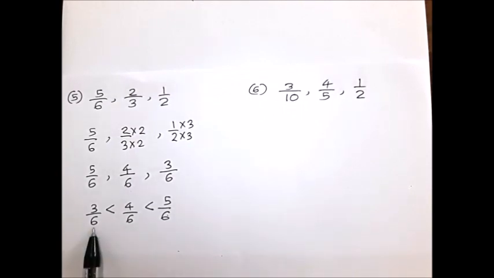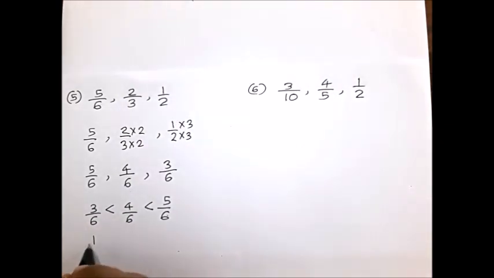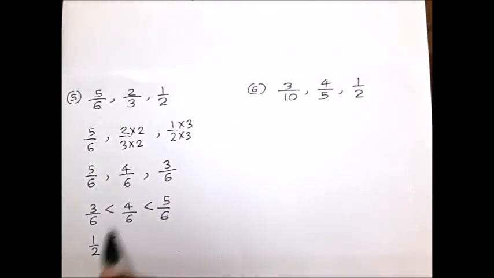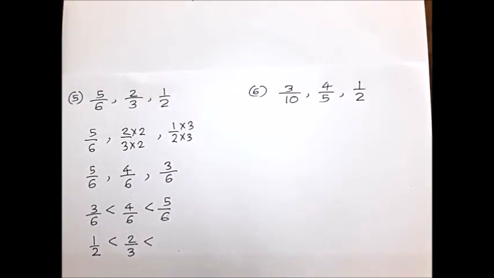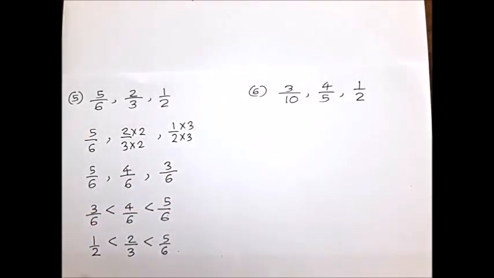Now we have to replace these with the original fractions. 3 over 6. Here 3 over 6. And the original fraction is half. Here 4 over 6. 4 over 6 and the original one is 2 over 3. And the largest one is 5 over 6. It is given in the original one here, 5 over 6. This is the answer.